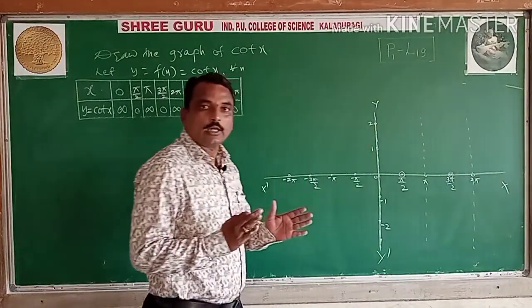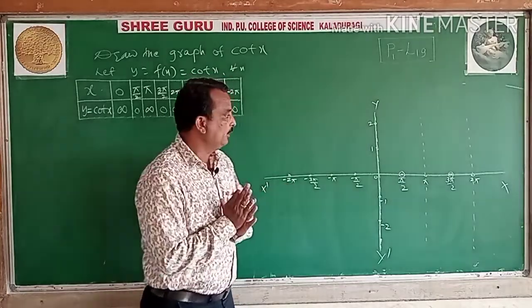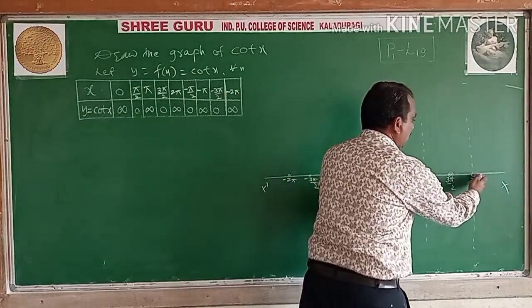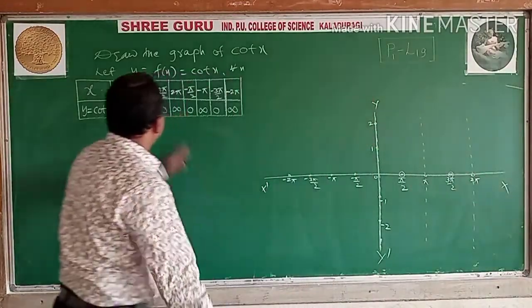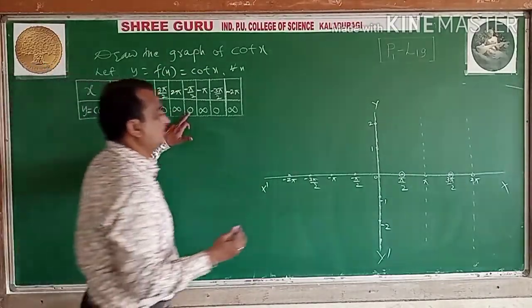So in the graph of tan x, how do you get the infinity lines? Between minus pi by 2 and pi you get the infinity lines. Here from 0 to pi you are getting the infinity, and from pi to 2 pi you are getting infinity lines. Now let us see this side, the negative x-axis: minus pi by 2, 0.